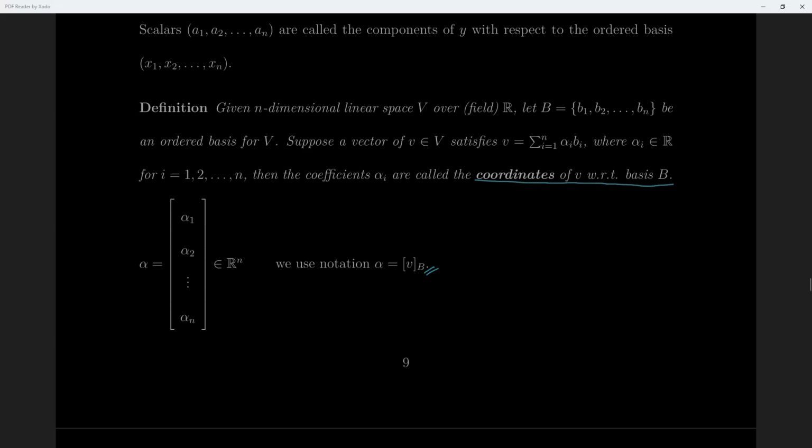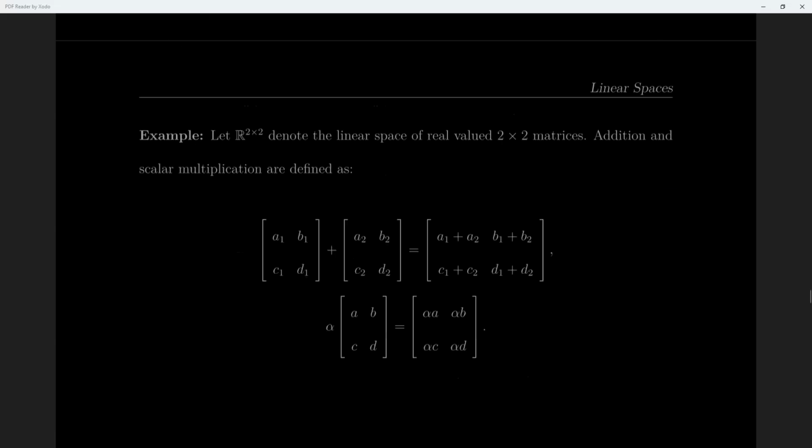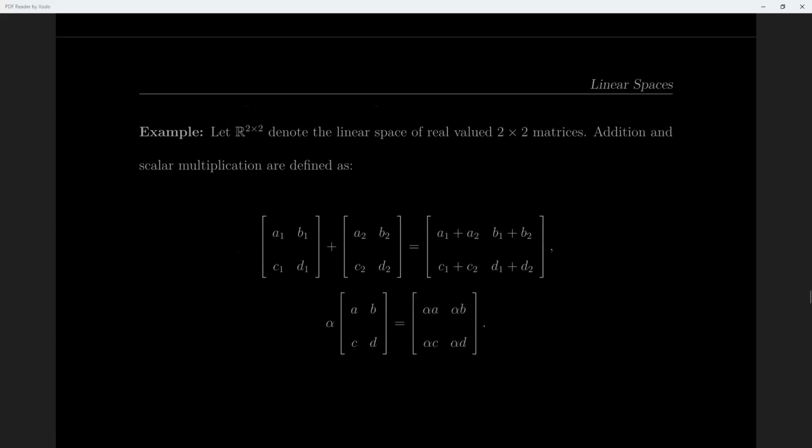I think it will be easier if we see some examples. All right, so let R^(2 by 2) denote the linear space of real valued 2 by 2 matrices. And the addition and scalar multiplication are defined element-wise. If you're adding two 2 by 2 matrices, the addition operation between those two vectors, vector 1 and vector 2, is defined by element-wise addition of their elements. And the scalar multiplication, with a scalar in R and a 2 by 2 matrix, is defined by element-wise multiplication.